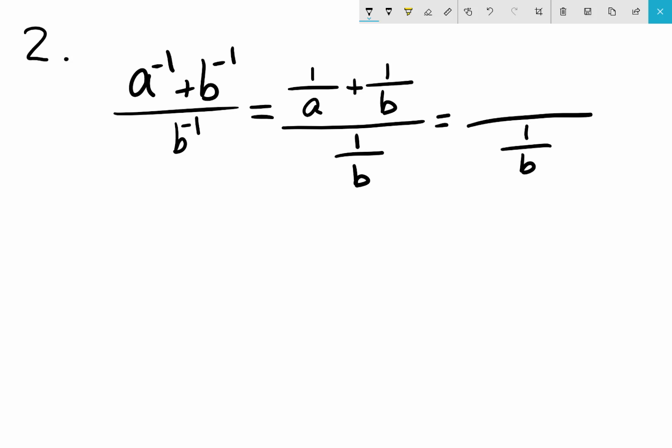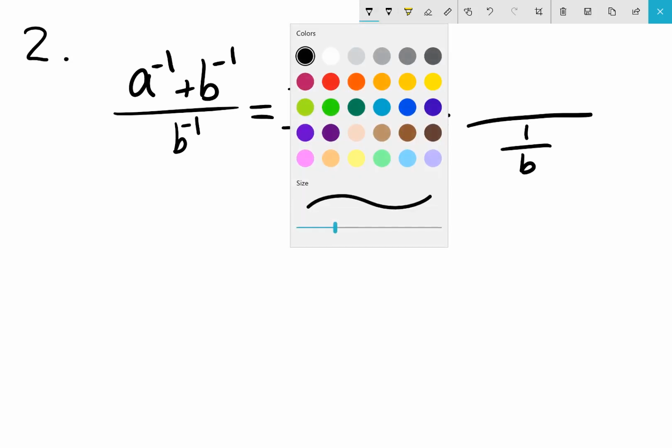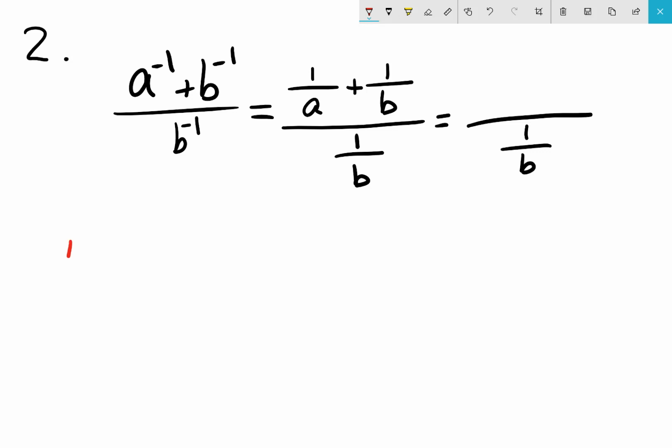Now I need to add 1 over a plus 1 over b. So I'll just do that down here. 1 over a plus 1 over b. To do that, I need a common denominator, and that's going to be ab. Because a and b are the two factors involved, and the smallest number that they will both go into is a times b.